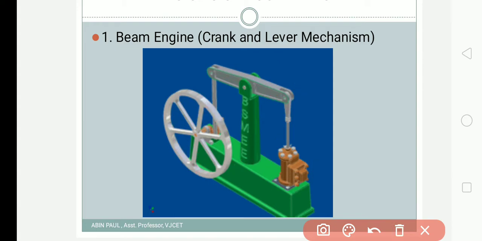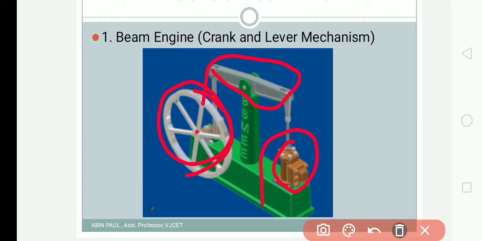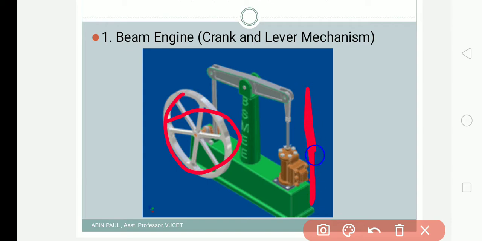So what happens here? The crank will rotate. The rotary motion of the crank is given to the connecting rod. This is the connecting rod. The connecting rod will transfer the rotary motion of the crank to the piston. So what happens? The rotary motion of the crank is converted to the reciprocating motion of the piston with the help of this crank and the fixed link, which is colored as green here. So this is a beam engine which is used to convert rotary motion into reciprocating motion and vice versa. Also it is called crank and lever mechanism. So that is the first one.